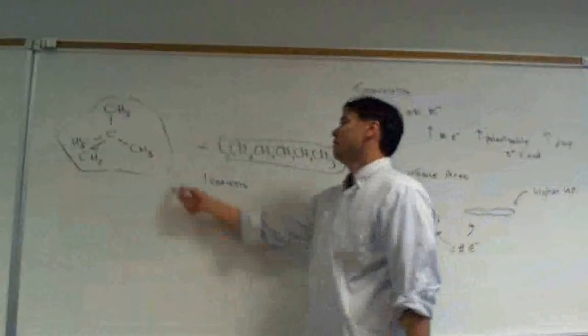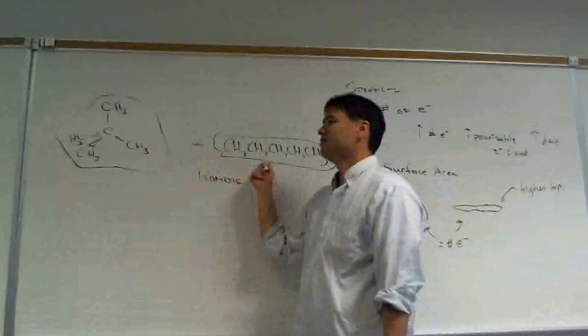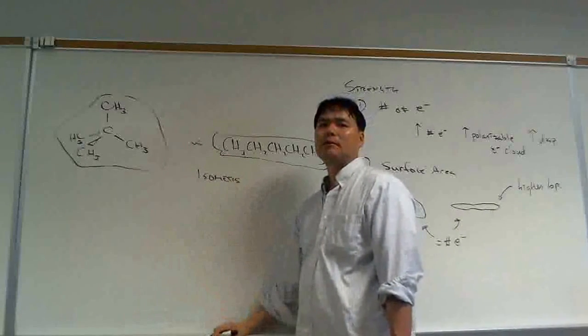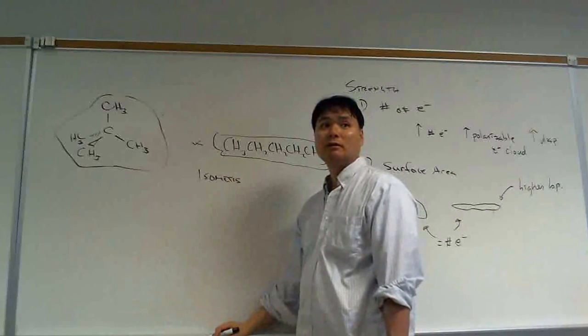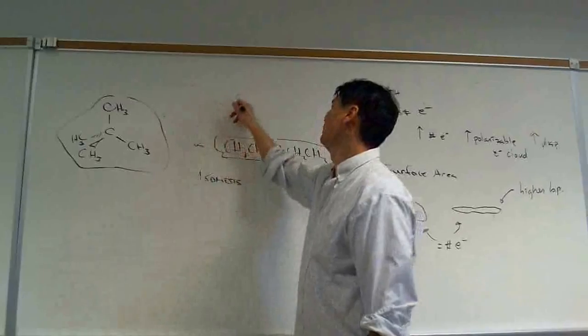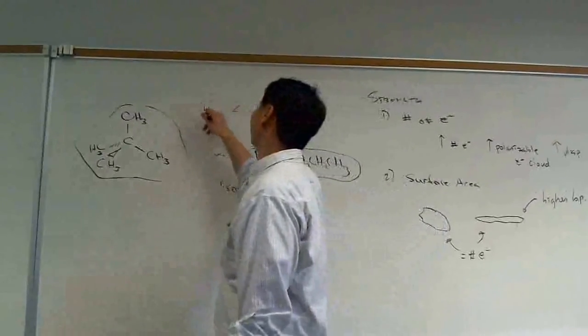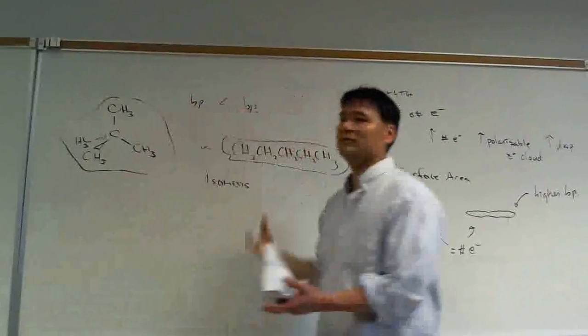You don't need to know the names of these. This is neopentane, this is pentane. Which one's going to have a higher boiling point? The one on the right. And so the boiling point of this is higher than the boiling point of this. Why? Because more surface contact.